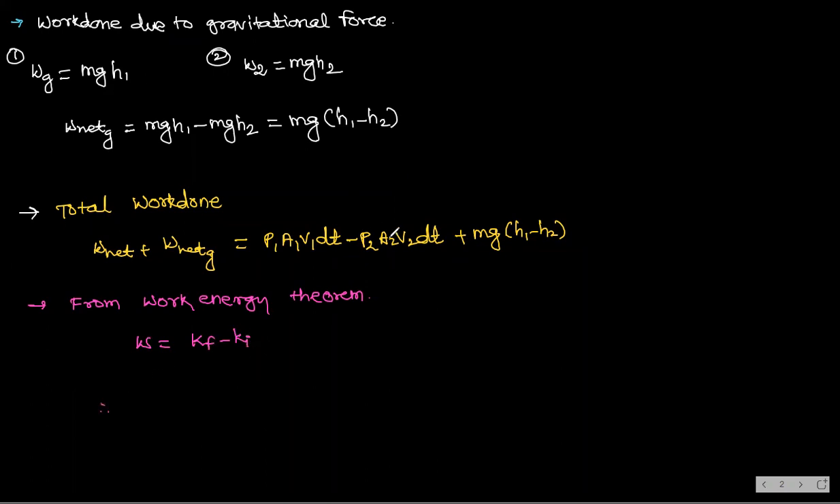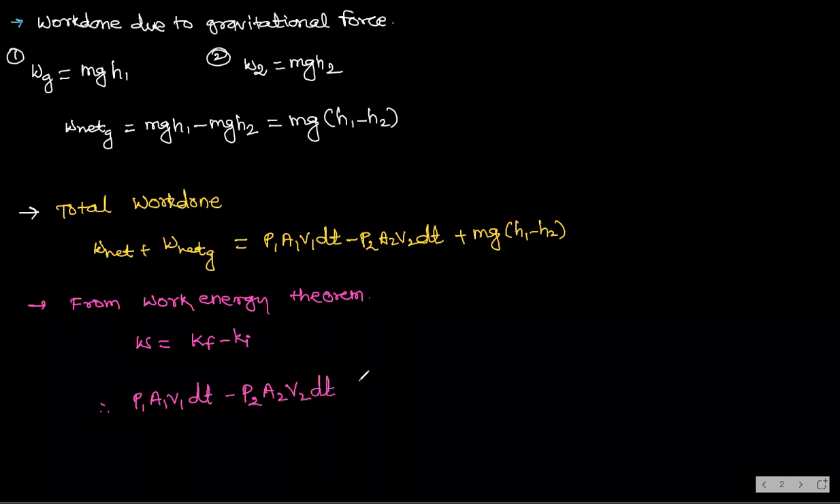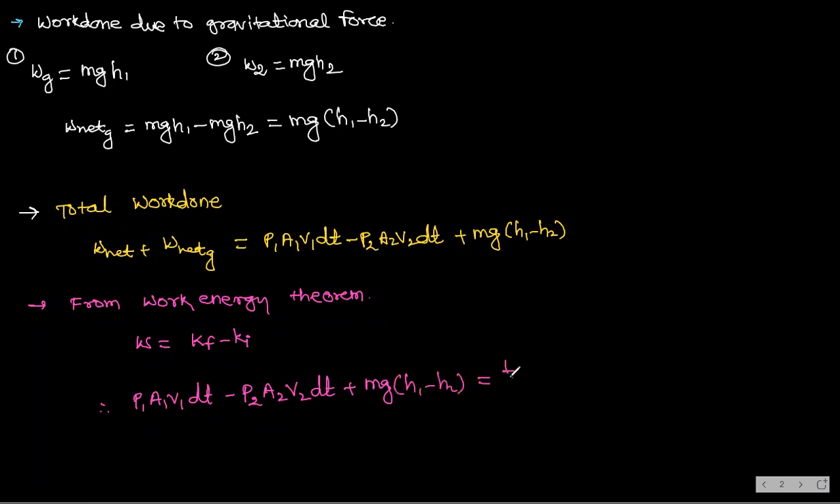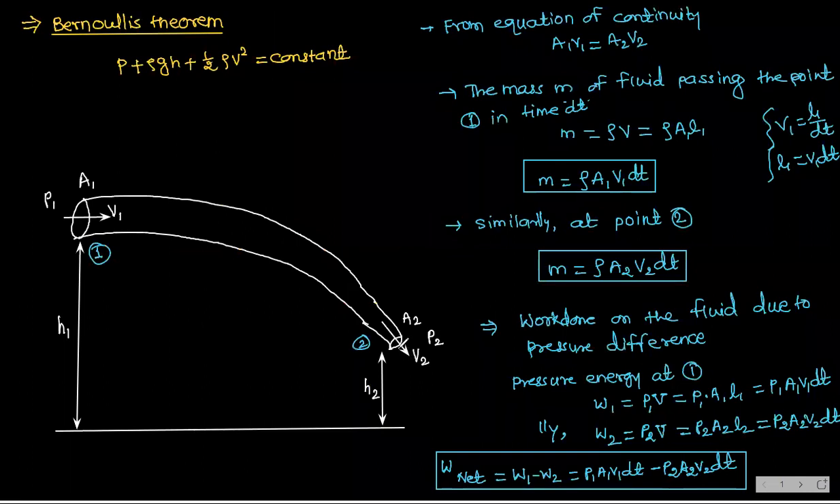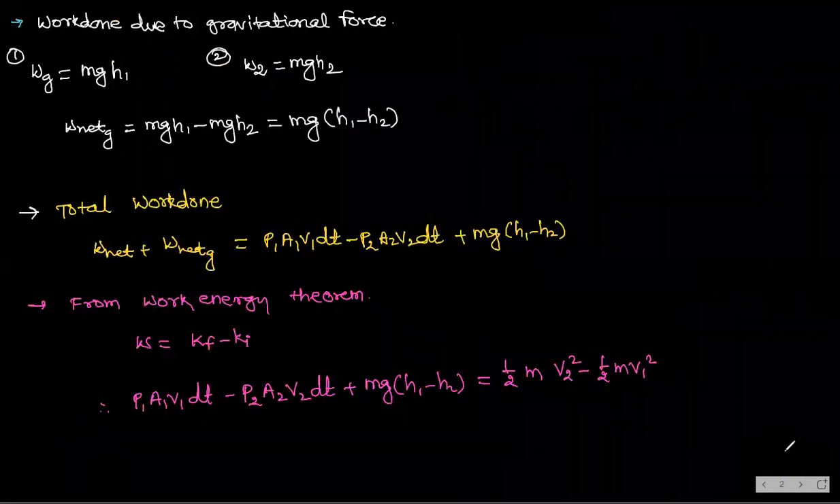So therefore, if we substitute here, what we are getting? P1 A1 V1 dt minus P2 A2 V2 dt plus mg (h1 minus h2) is equal to half m V2 square minus half m V1 square. If you see in the diagram, at this point kinetic energy is half m V2 square. At this end, kinetic energy is half m V1 square. Understood? Clear?